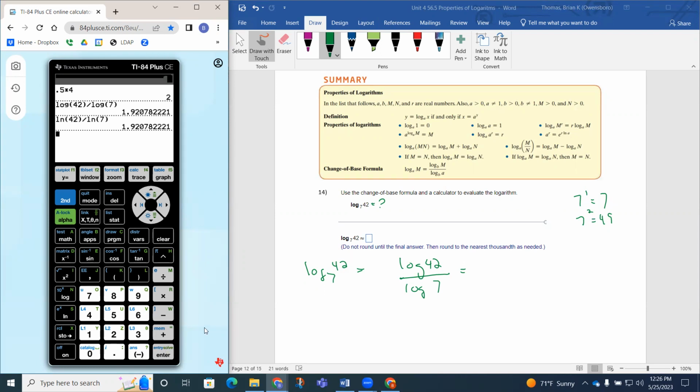Now, our calculator does have the ability to, you won't even have to use the change base formula. You can just go to math and you can just use the log base formula in our calculator, and you can just put a 7 there and a 42 there, and we actually don't even have to use the change base formula, and it gives us the same answer. So again, it says round to the nearest 1,000th.